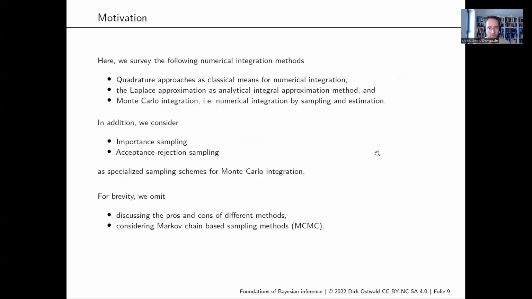Good. And maybe before we do questions on this, the things that I can show you in principle here, although I guess we don't have the time for everything, is first of all quadrature approaches. This is classical numerical integration using Riemann sums, and it makes a lot of sense to look at that.